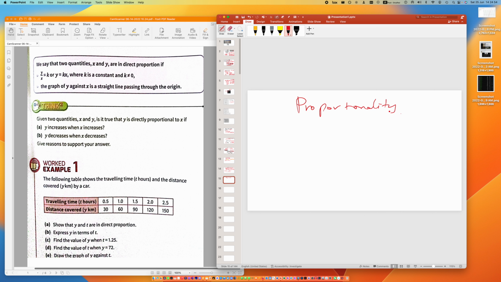So when it comes to proportionality, we have two cases. Case 1, case 2. So what is case 1? Case 1 is called direct proportional. The other one is called indirect, or sometimes they call it inverse. I think it's pretty straightforward, right? So what's the meaning of direct?